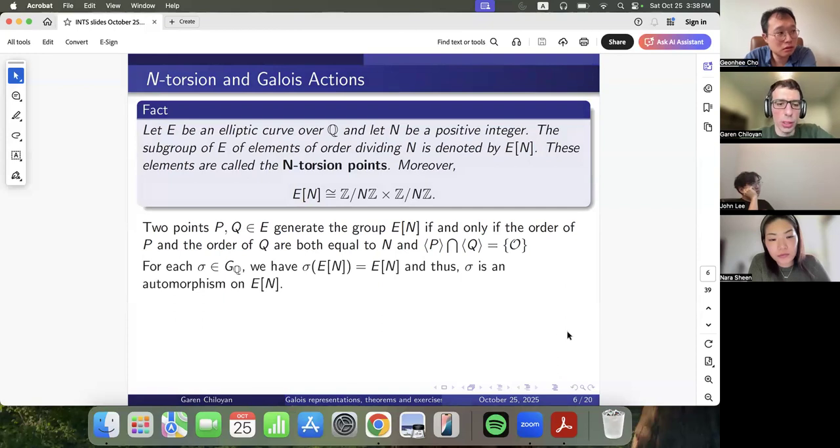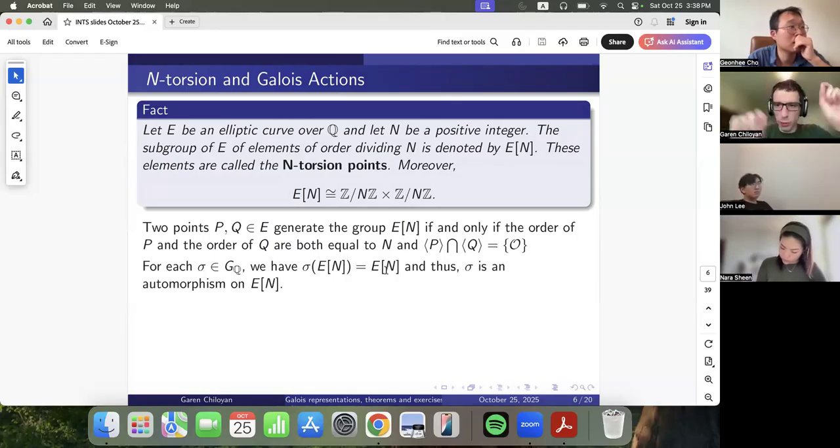So for each Galois automorphism, because we have this commutativity, sigma of E bracket N will always equal E bracket N. That doesn't mean every point is fixed, but you can move it around in the group, but you will never break out of this group. So not only is sigma an automorphism of Q bar, now it's also an automorphism on E bracket N.